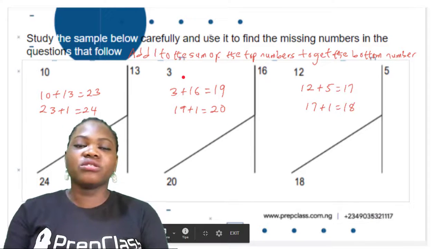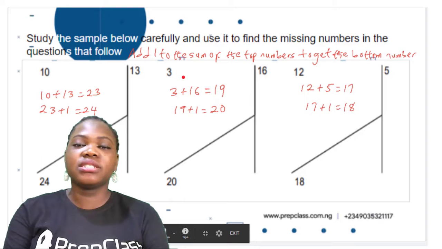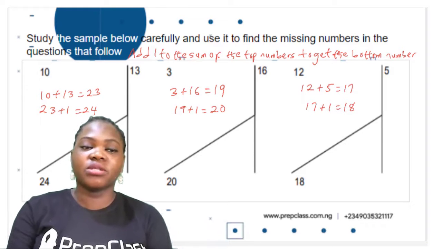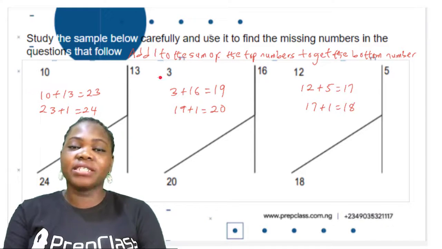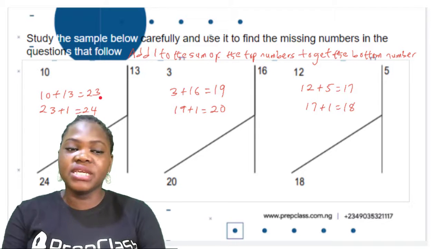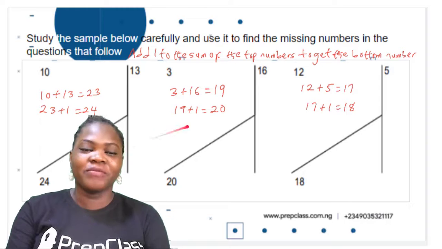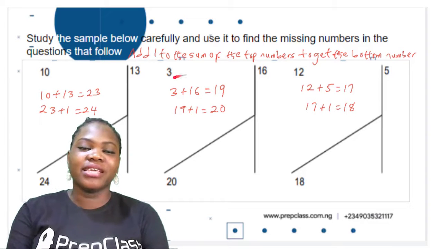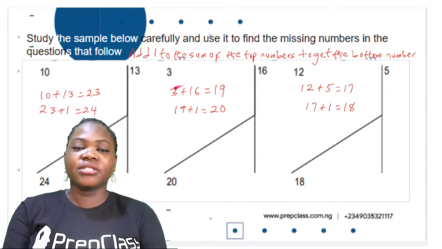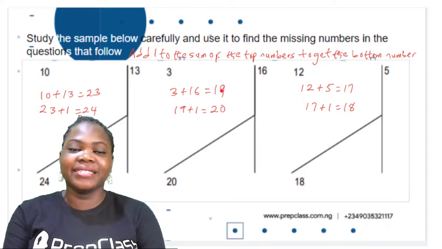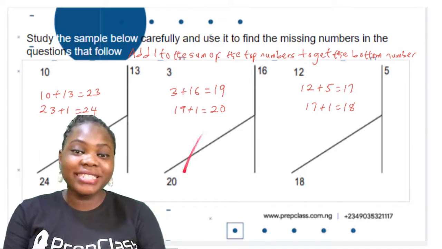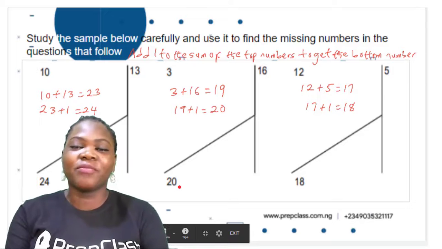All we have to do now is to add 1 to the sum of the top numbers to get the bottom number. So that is 10 plus 13, which is 23. Then 23 plus 1 is 24. That's how we get the bottom number. Okay, so it also works for this. 3 plus 16 is 19. Then 19 plus 1 is 20. It works for the second sample as well.